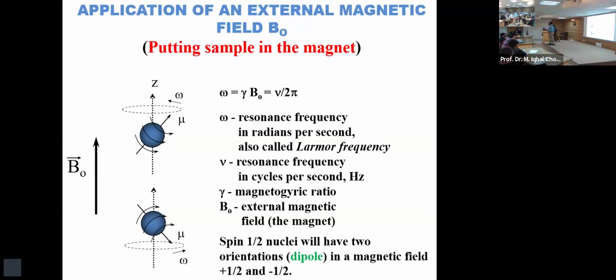MRI is a proton NMR spectrum. Okay? Proton NMR spectrum. Proton of water is measured. Under the magnetic field, the proton nuclei orient themselves in the magnetic field. Radio frequency is given. When radio frequency is given, relaxation takes place.